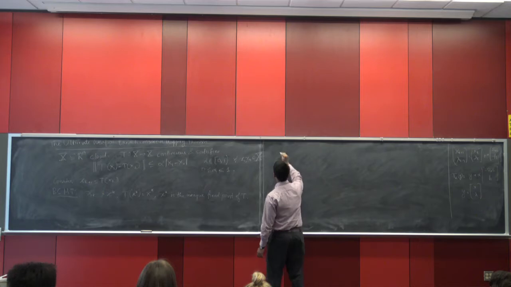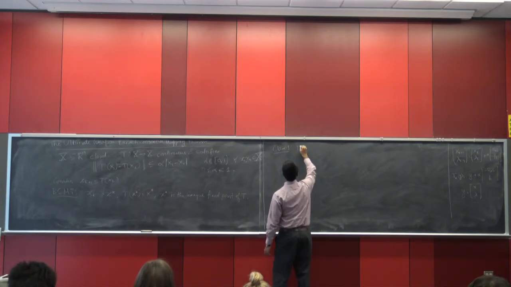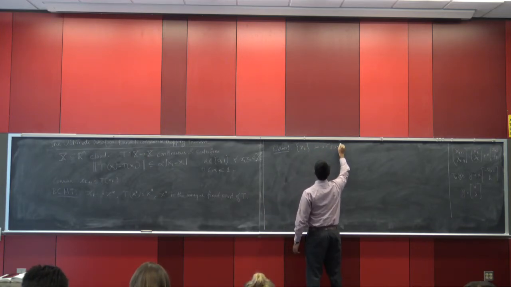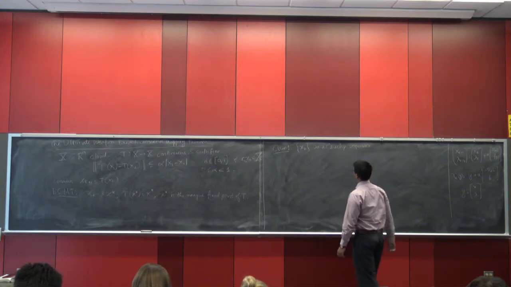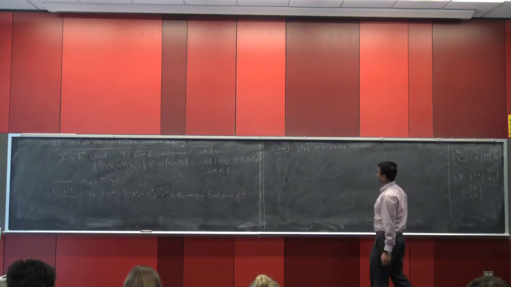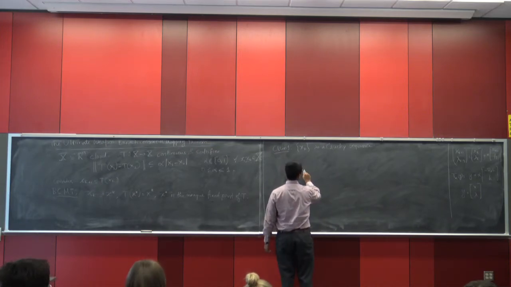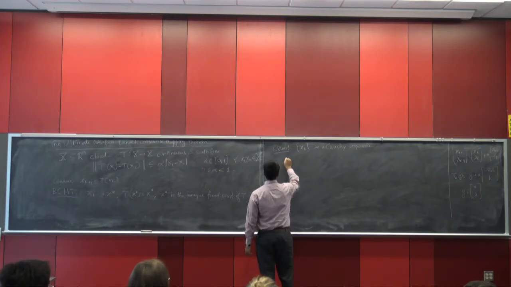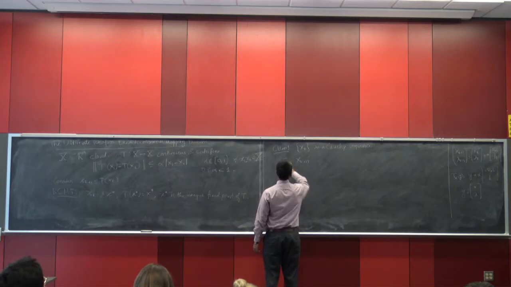So let's prove this. My claim one is that x_k is a Cauchy sequence. And what's a Cauchy sequence? Well, we'll see what a Cauchy sequence is. So I want to compute the norm of x_k minus x_{k+n}.